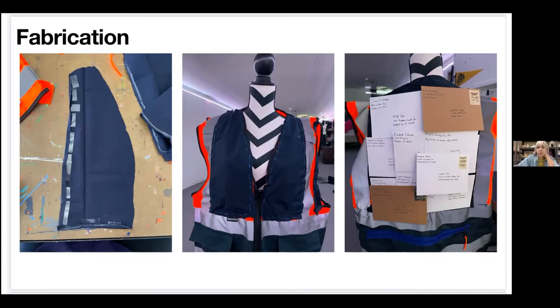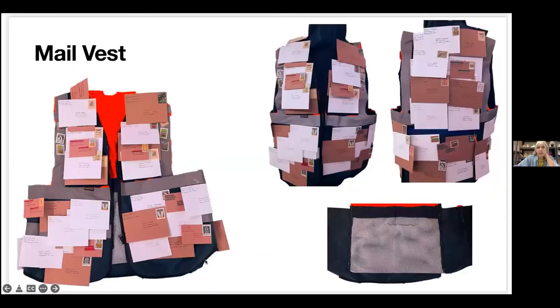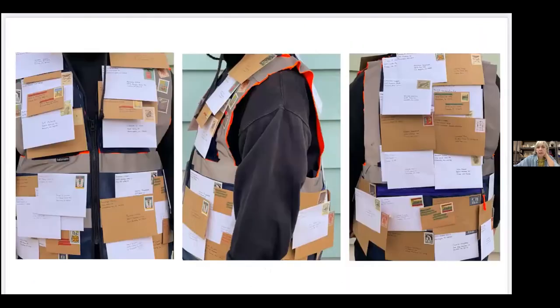So she built herself a male vest and covered it with all of these letters she had written for the members of her family with whom she could no longer have any relationship, and was able to wear the thing that she couldn't have say, that she didn't have words for.